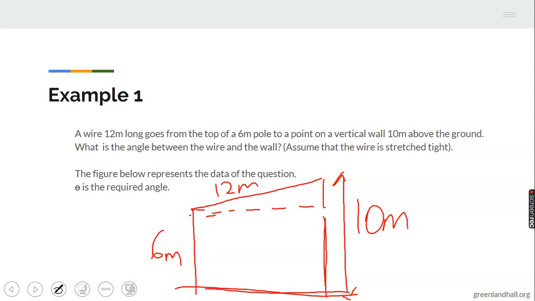Now, what is the angle between the wall and the wire? This is the wire. Then this is the wall. So you are looking for the angle here, theta. Don't forget this will be at right angle here. So that means from here to here will be 6. And since the whole length is 10, from here to here will be 4. So that is complete. Now, having drawn the diagram, what is our theta?